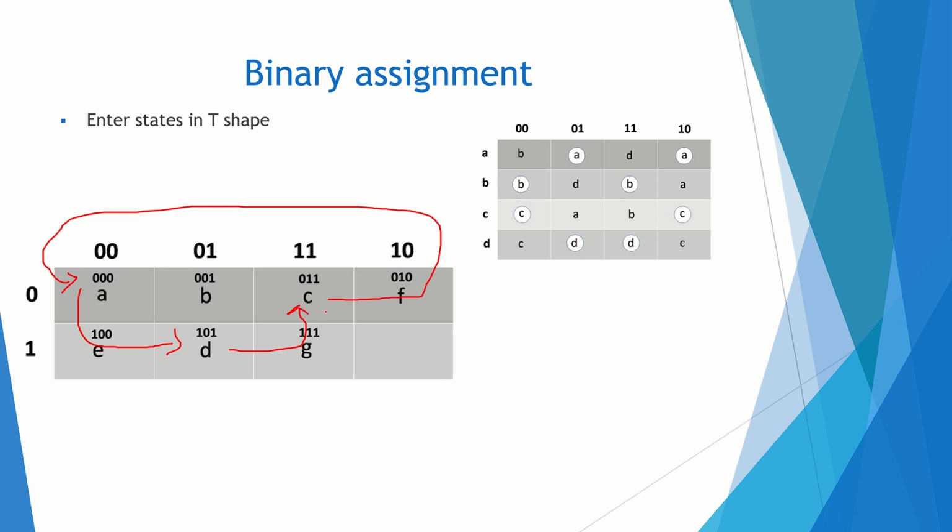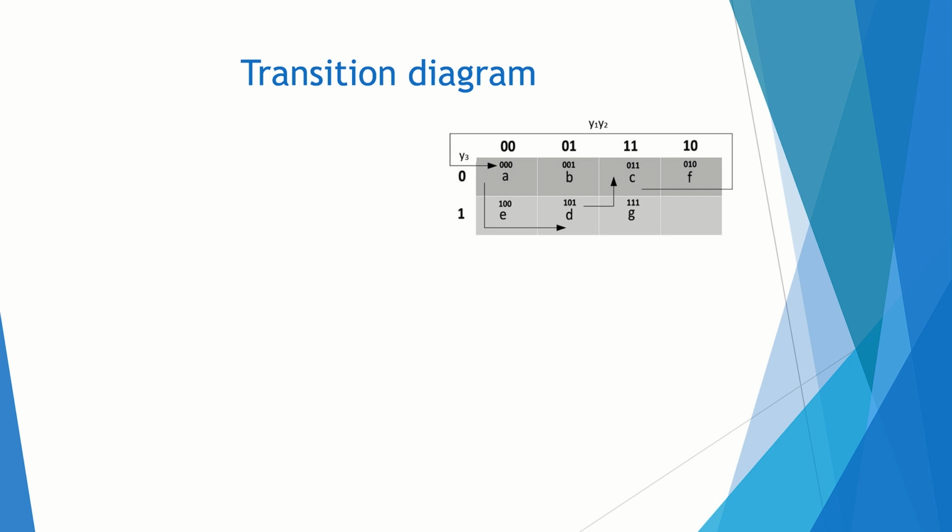So I'll make the new table. So it came up like this. So here you can see, A to D transition is done through E, D to C transition is done through G, and C to A through F. So again we'll be drawing a new transition diagram.